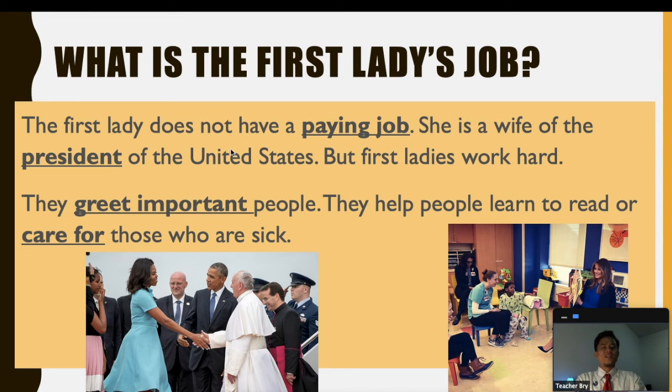The First Lady does not have a paying job. She is a wife of the President of the United States. But First Ladies work hard. They greet important people. They help people learn to read or care for those who are sick.